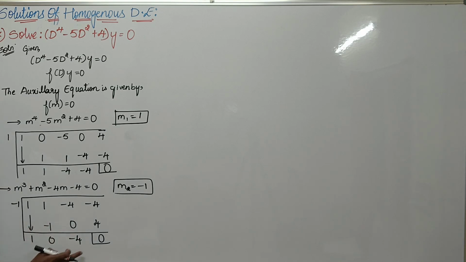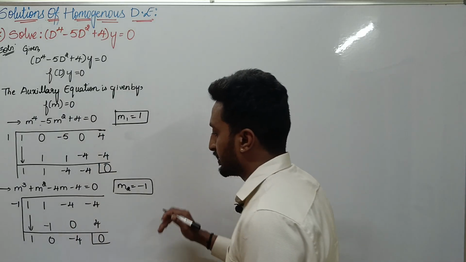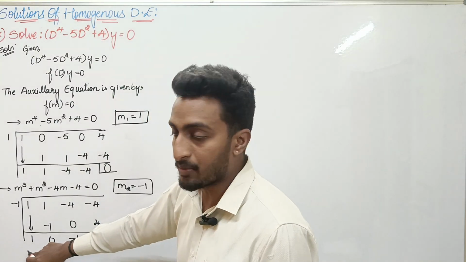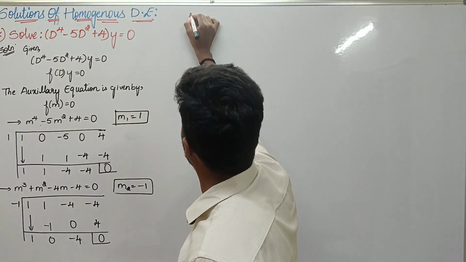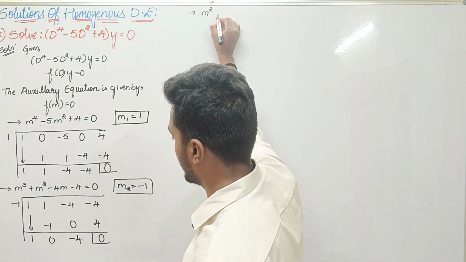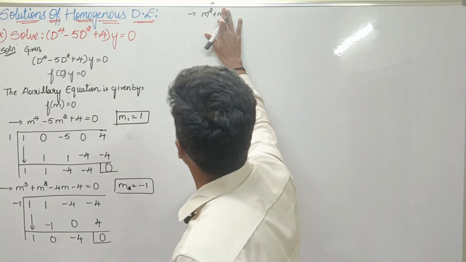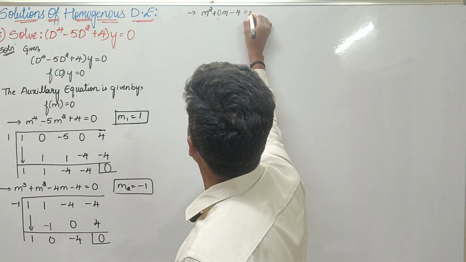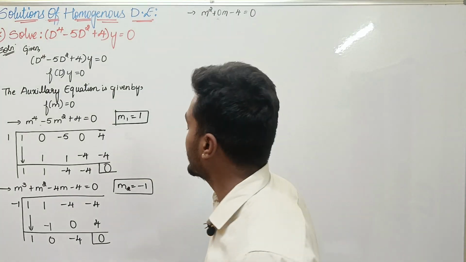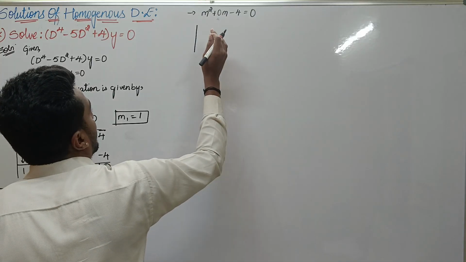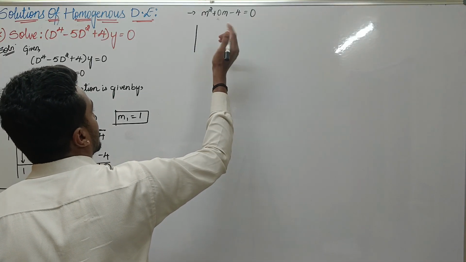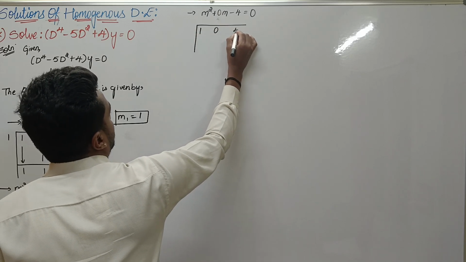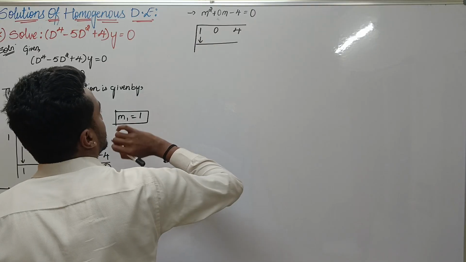Now again represent this equation, that is m square plus 0 into m square, 0 into m minus 4 equal to 0. Again go with the synthetic division itself, so that it will be easy, or else you can represent it twice also. Let us go with the synthetic division itself. 1 0 4, first element will be constant 1.